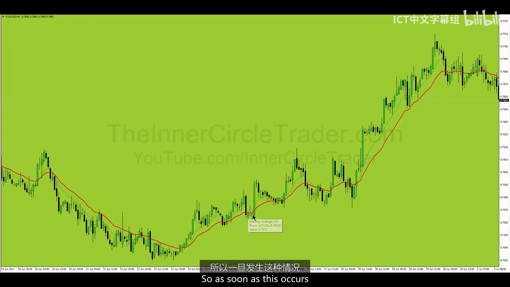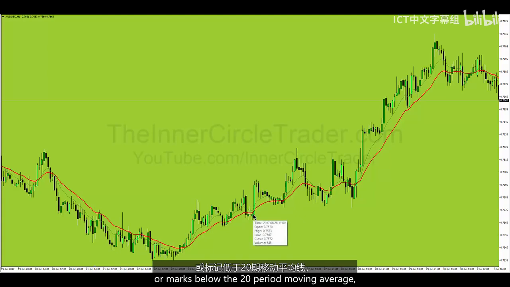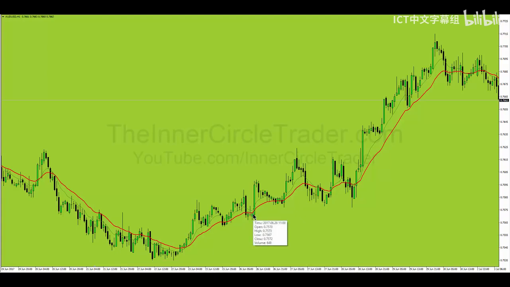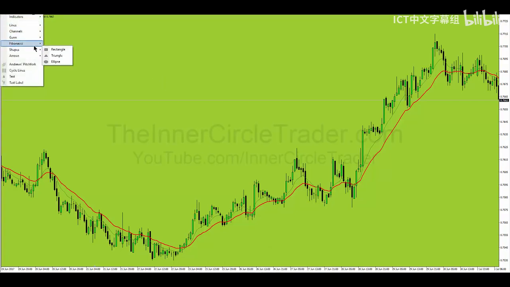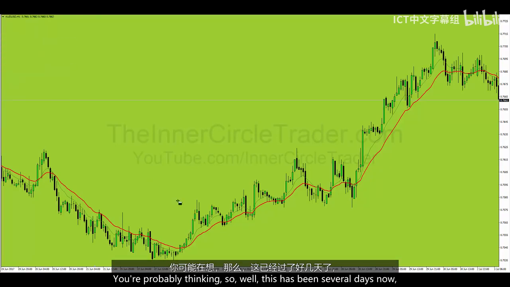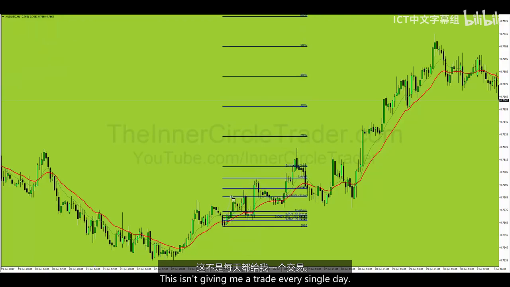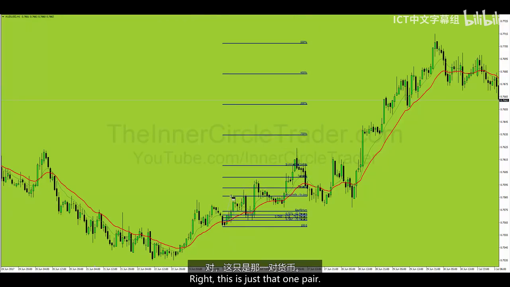So as soon as this occurs and then the 10 period trades below the 20 period moving average, if we got that crossover, we can't take the long. So we'll have the Fibonacci here. You're probably thinking, well, this has been several days now, Michael. This isn't giving me a trade every single day, right? This is just that one pair.